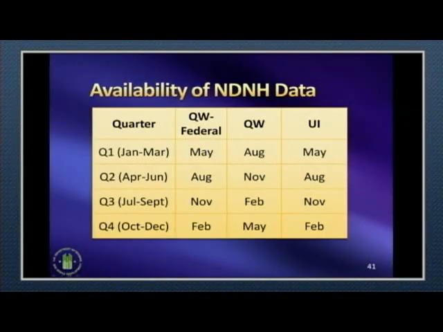And then here's a little cheat sheet that I created for you so that you can know when you can expect to see a particular quarter of quarterly wages or unemployment or federal wages. And notice here, like for example, the quarter that ended on September 30th, your federal wage, you'll see that in November when we do our match with HHS in November. However, that quarter 3 2011 data, you won't see that until February of 2012. So that's why there's that lag time.